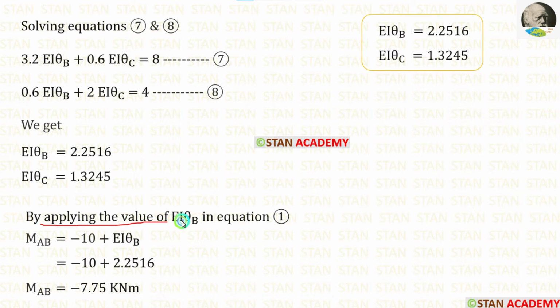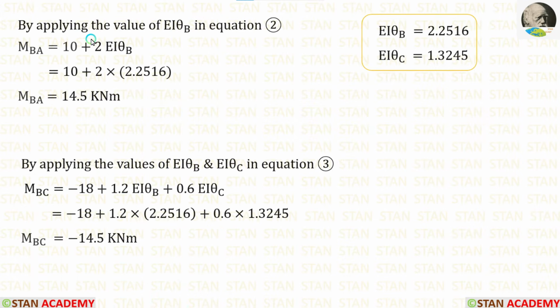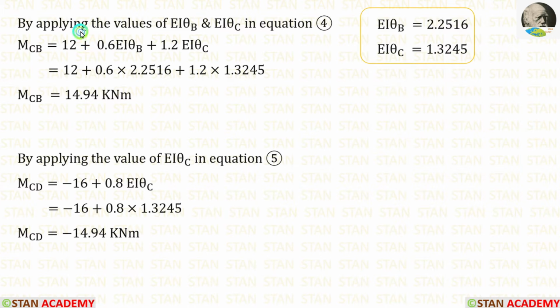After applying the value of Ea theta b in equation number 1, we are getting MAB. After applying the value of Ea theta b in equation number 2, we are getting MBA. After applying the value of Ea theta b and Ea theta c in equation number 3, we are getting MBC. After applying the value of Ea theta b and Ea theta c in equation number 4, we are getting MCB.